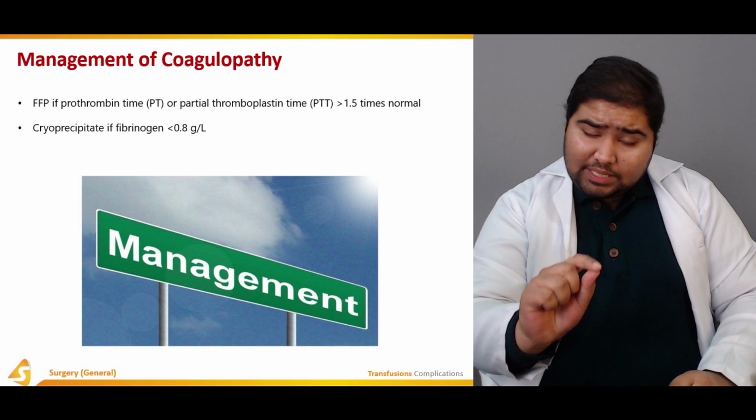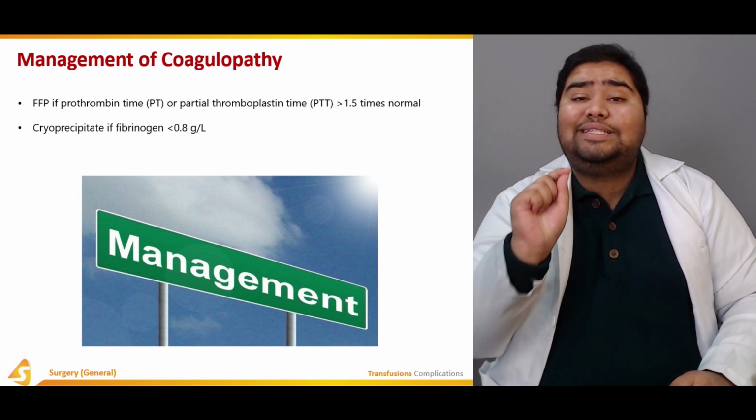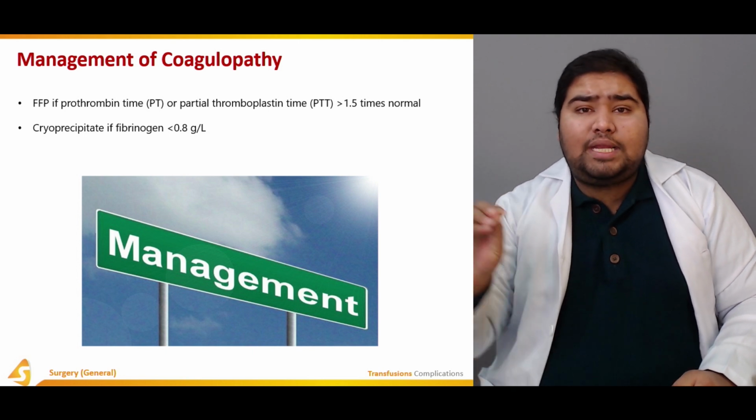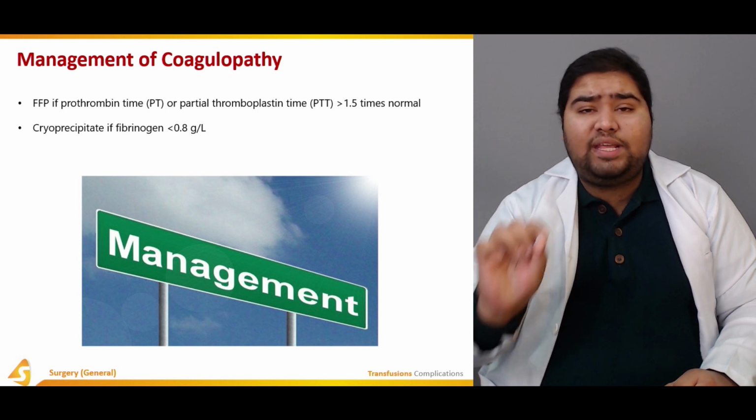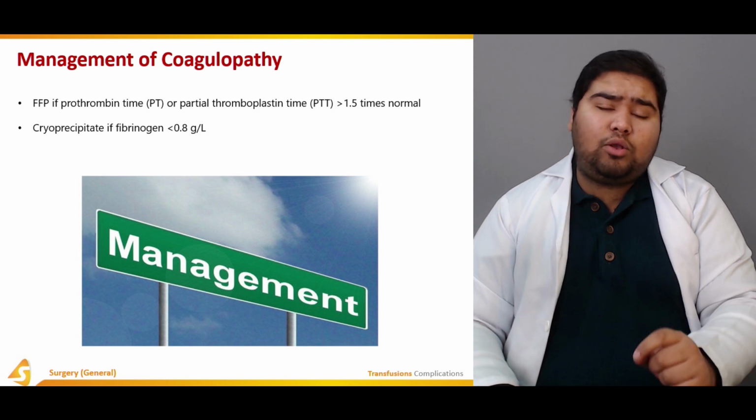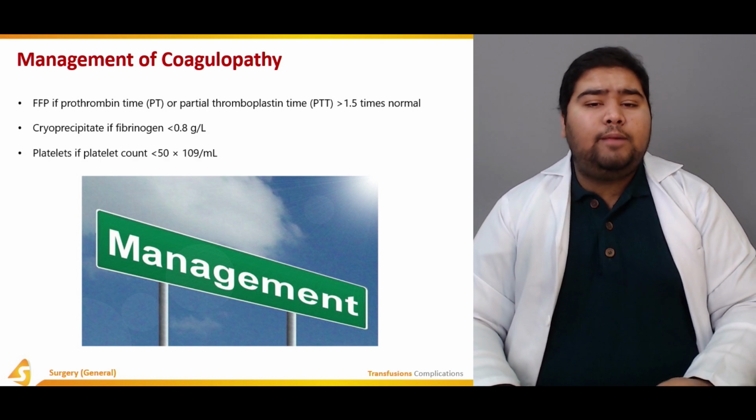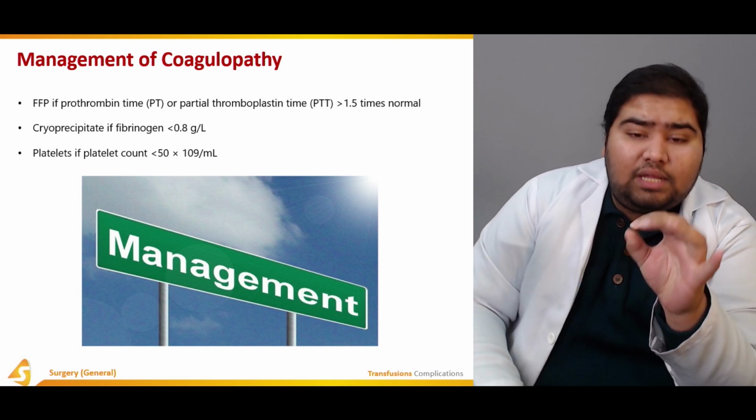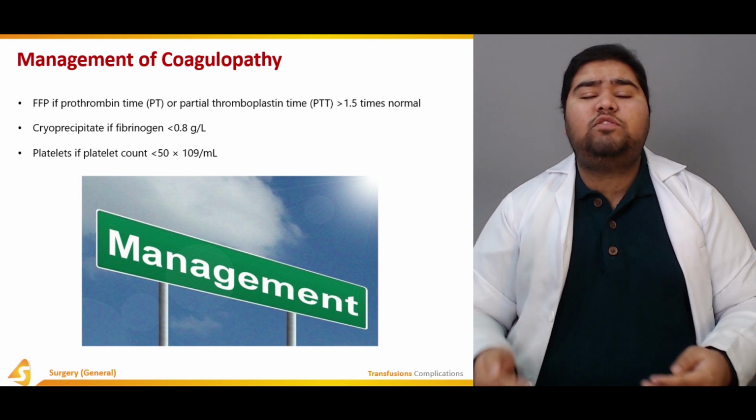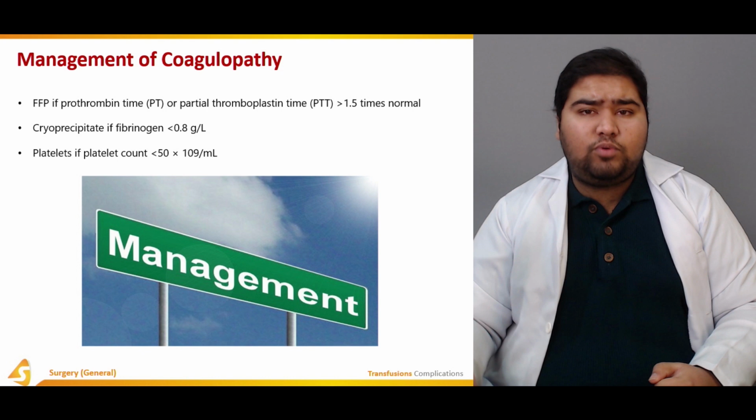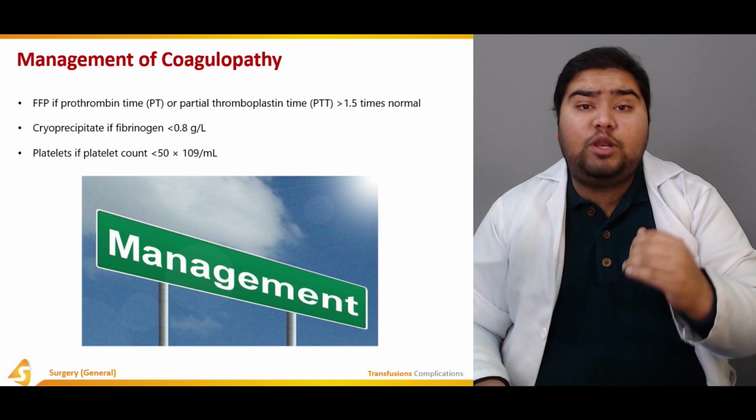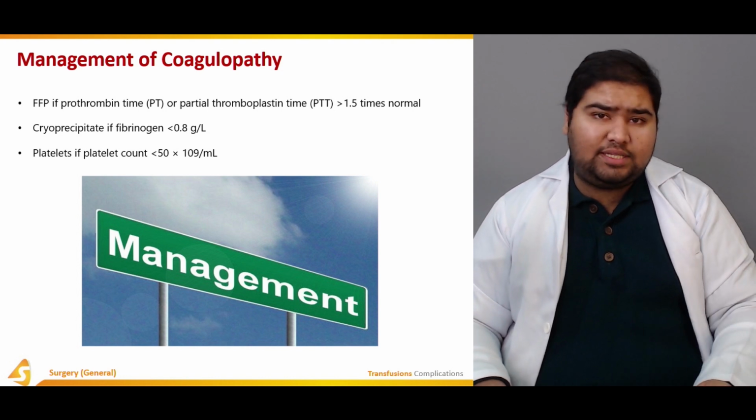Now, why is that? Cryoprecipitate, we talked about it in the beginning. It is rich in fibrinogen and in factor VIII. So giving cryoprecipitate to a patient who has a fibrinogen level of less than 0.8 would correct the coagulopathy as such. So these are the patients that require cryoprecipitate. Now, you should give platelets to the patient if the platelet count is less than 50 exponent 9. The normal limit of platelets was 2.5 to 3 exponent 9 per liter. When the count falls below 50, that is when you transfuse platelets to the patient.